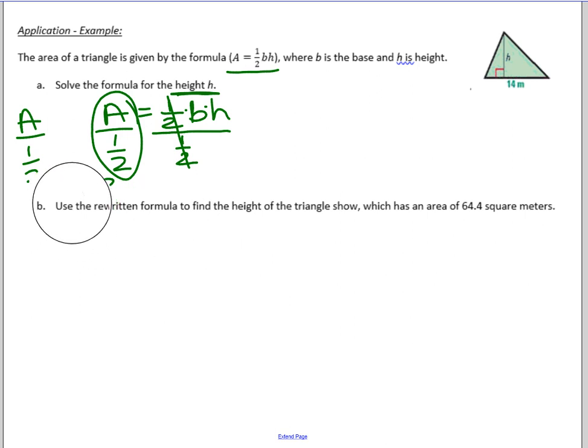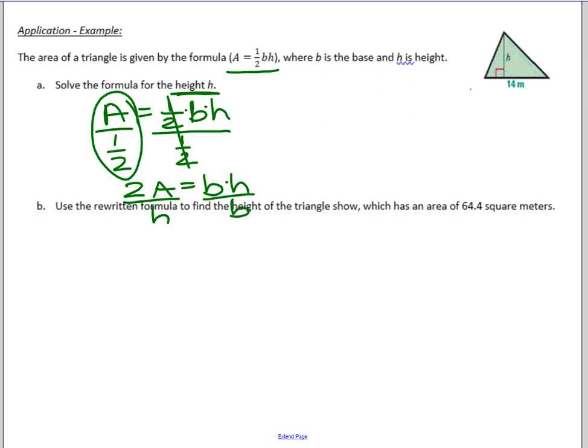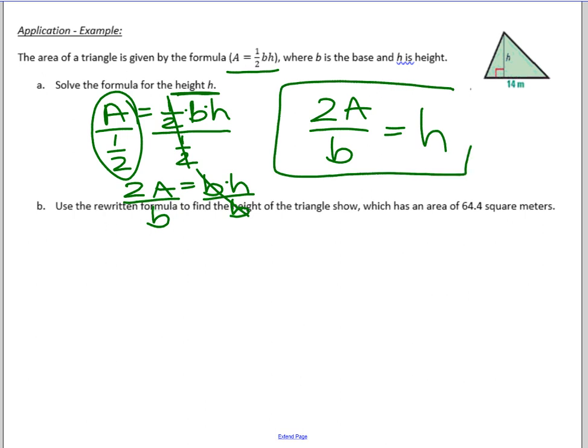All right, so let me erase all this stuff. So this turns into 2a is equal to bh, right? Now, I'm trying to get h by itself. So I have b times h. How do I get rid of the b? I divide. So I'm going to divide both sides by b, and I'm kind of running out of room. These b's are going to cancel. And I have 2a over b is equal to h. So that's my formula solved for h.